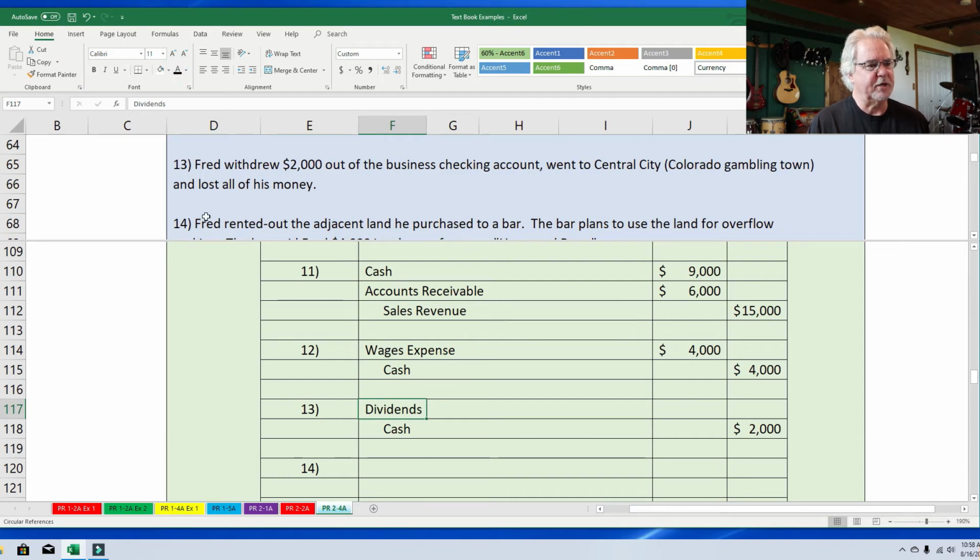So we're going to call this dividends, folks. Dividends is whenever the owner of the business withdraws money out of the business, and specifically corporations. So $2,000. And here we go.